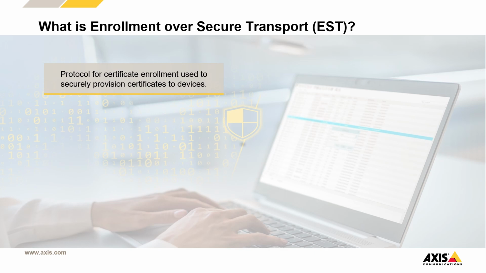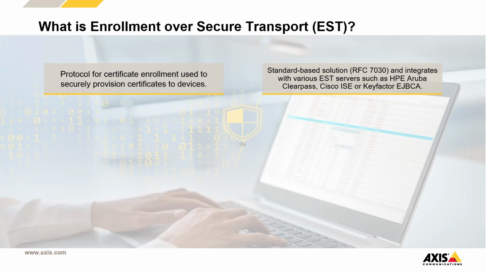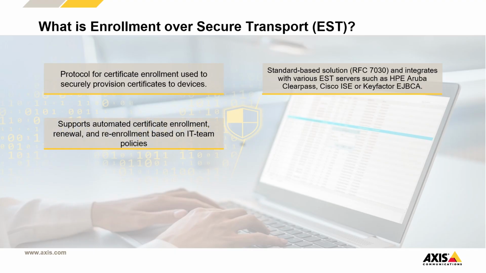Enrollment over secure transport is a modern protocol used to securely provision certificates to devices. It follows the RFC 7030 standard, which allows it to integrate easily with systems like HPE Aruba ClearPass, Cisco ISE, and Keyfactor EJBCA. EST automates the full certificate lifecycle, from enrollment to renewal and re-enrollment, all based on IT policies that define, for example, the certificate expiration period or the key type and size. This reduces manual work and helps ensure certificates stay up to date.